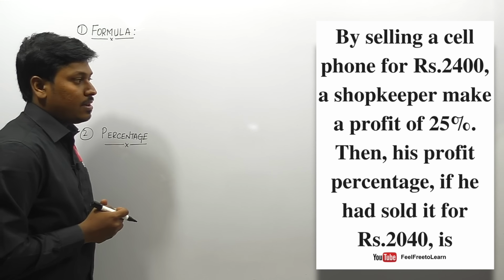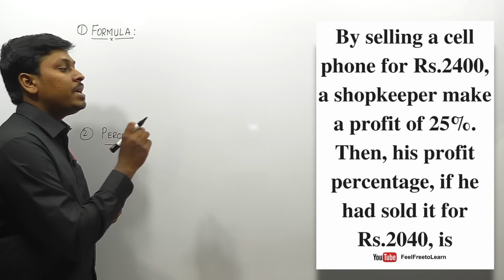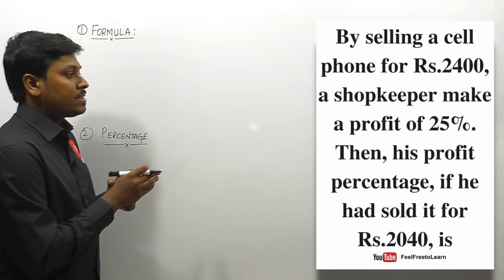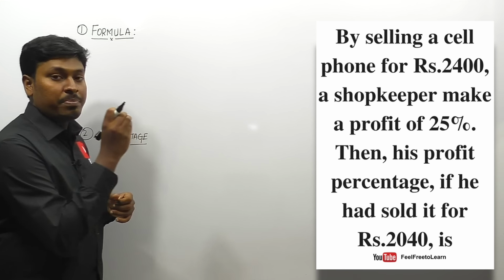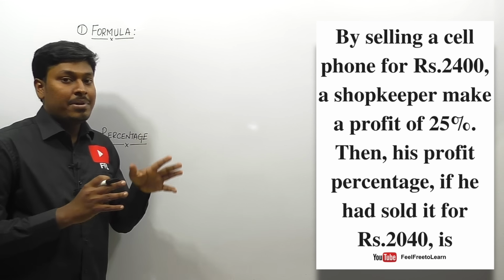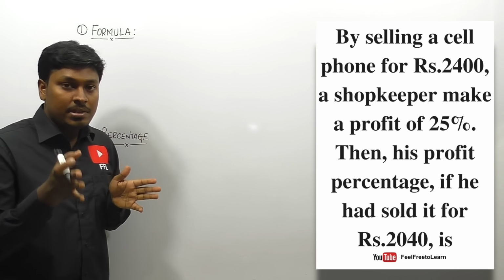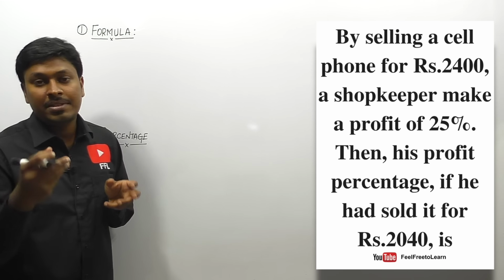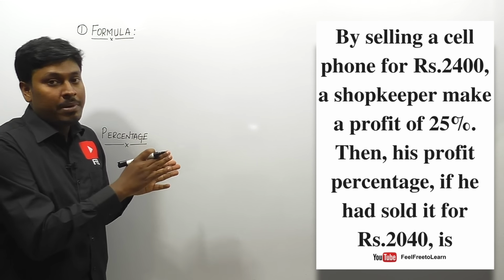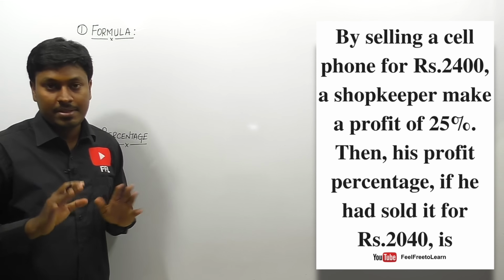Question number 6. By selling a cell phone for rupees 2400, a shopkeeper makes a profit of 25%. Then what is his profit percentage if he had sold it for rupees 2040? So friends, interesting question. First of all, a person is selling a mobile phone for rupees 2400. After selling for this amount, he found that he got 25% profit. It's the first data. If he sold the same mobile phone for 2040 rupees, we need to find what will be its profit percentage.